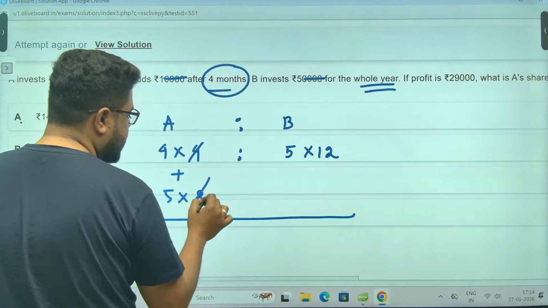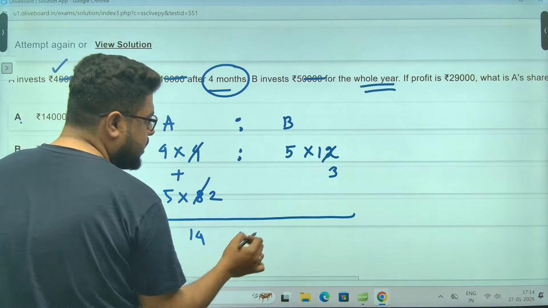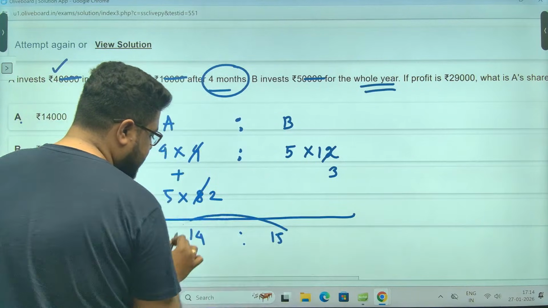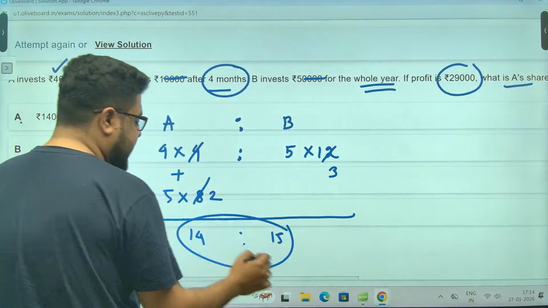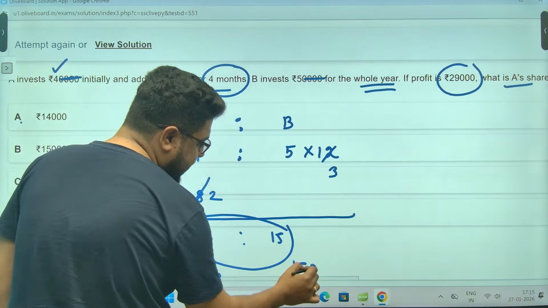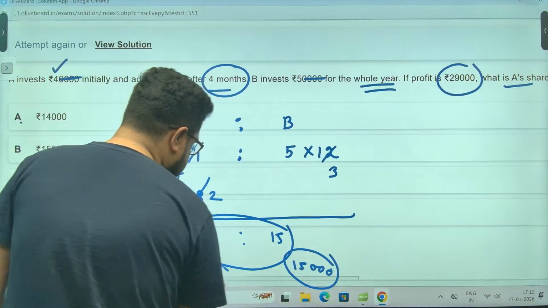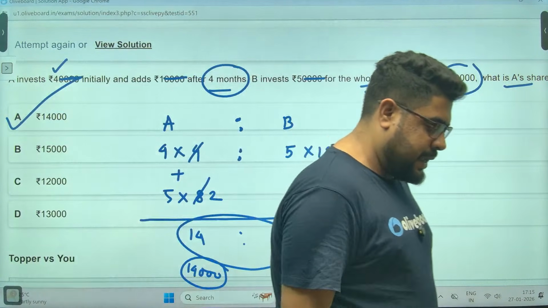Again, 4 into 3 is 12, and 5 into 2 is 10, that is 14. This is 15, sir. This is the ratio. Total is 29,000, A's share. So 29,000 meaning A will get 14,000, B will get 15,000. A's share will be 14,000 rupees. Option number A itself.